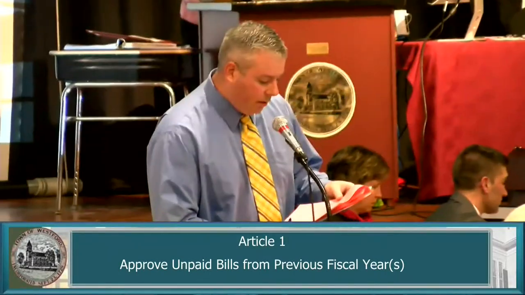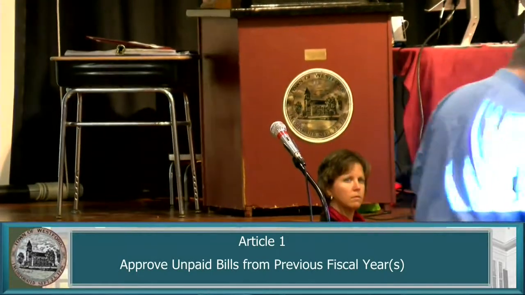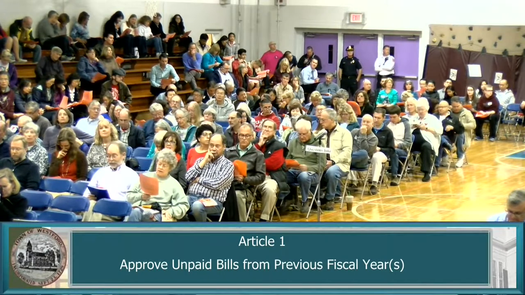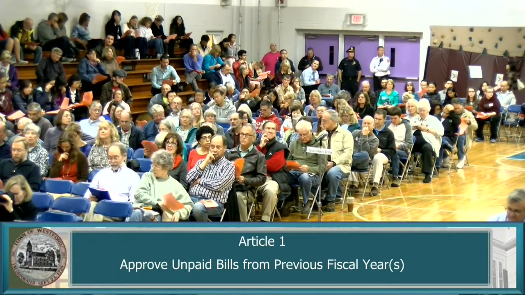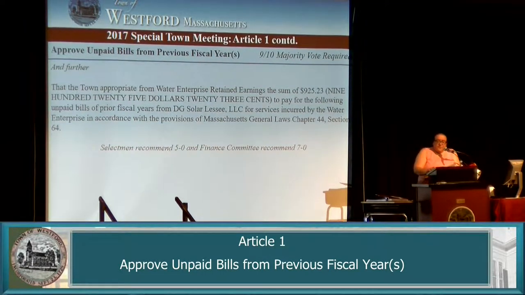The third part is also an electricity bill for the water enterprise. Any more discussion? A yes vote means you are in favor of approving all unpaid bills from the previous fiscal year or years. A no vote means you oppose the payment of all unpaid bills from the previous year or years. Seeing, is there any other further discussion?